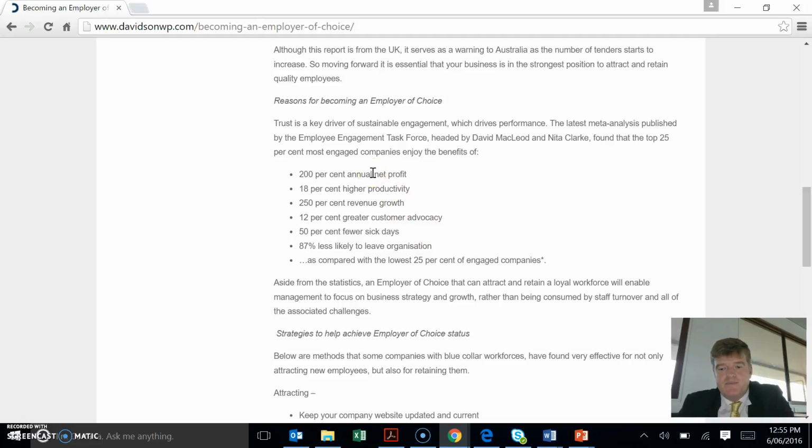You can see these best companies, these companies that people want to work for, have higher profit, higher productivity, higher revenue growth, and other things like fewer sick days. That's always a sign of whether an organisation is going well or not, how many staff are having days off. And a much lesser likelihood that your staff are going to leave, which is expensive because you've got to recruit and train someone else.